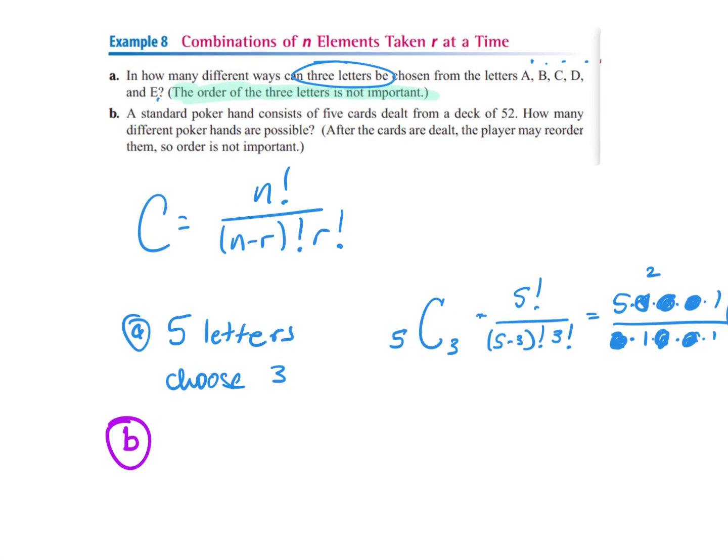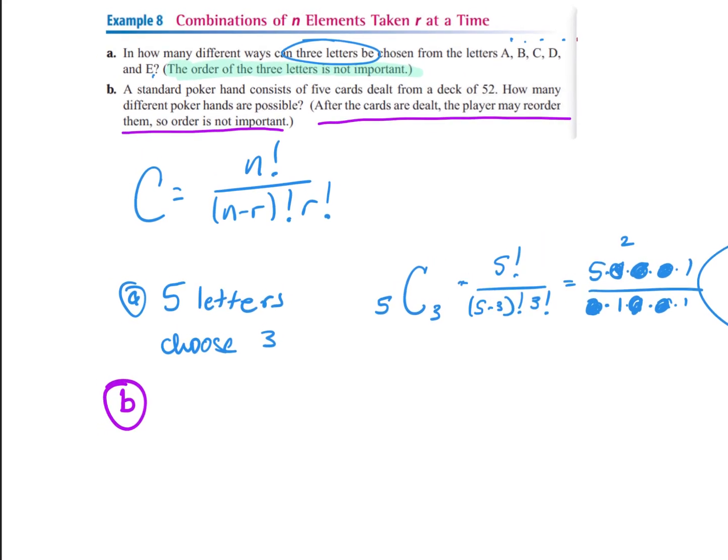A standard poker hand consists of 5 cards dealt from a deck of 52. How many different poker hands are possible? It says after the cards are dealt, the player may reorder, so order is not important. If order was important, it would be what? The P one, right? Permutation. Since order is not important, it's what? Combination.